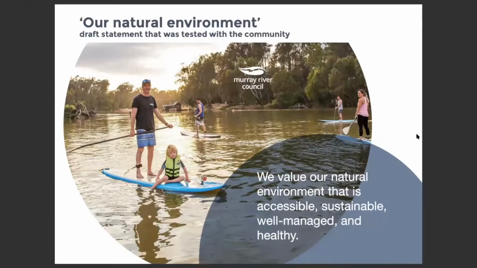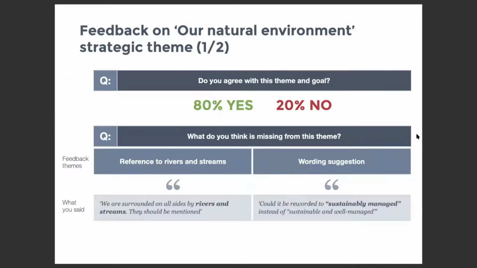On the theme of our natural environment, we tested this statement with the community. We value our natural environment that is accessible, sustainable, well-managed, and healthy. And this is what we heard from you. 80% of you agree with this goal. But in terms of what's missing from this theme, there's a lot of references made by a few people to the rivers and streams. And someone noted that we're surrounded on all sides by rivers and streams, and that should be mentioned in our community strategic plan.